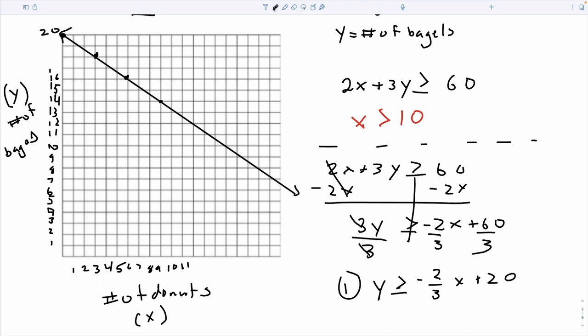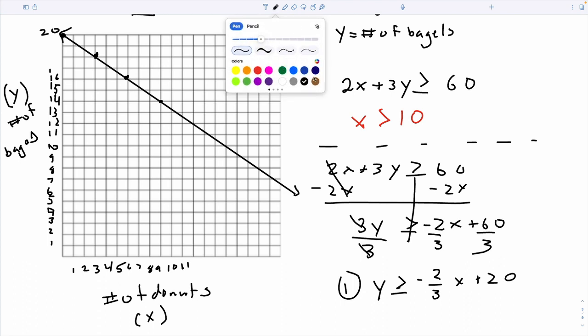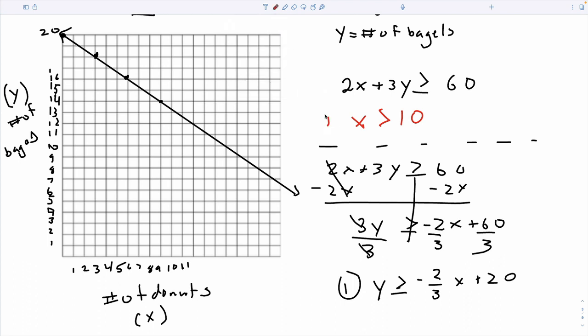Okay, go to the second inequality. If x is bigger than 10, go to the x value, make a dot on 10. Is this a dotted or a solid line? X is bigger than 10, not more equal to. Good.